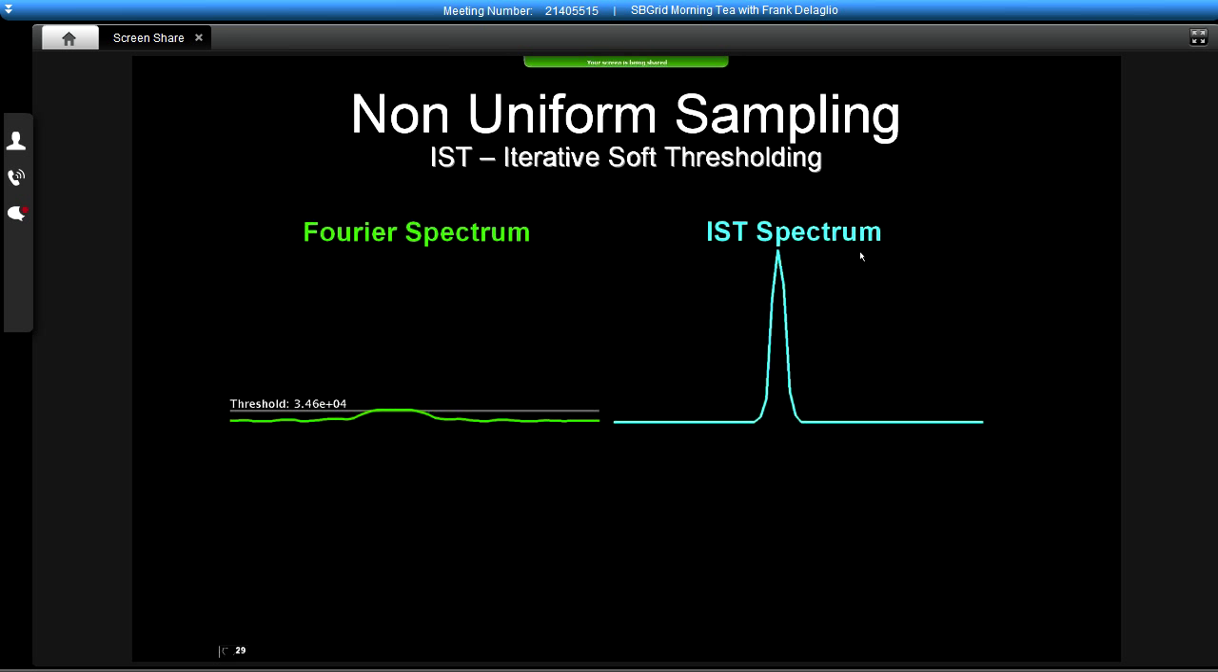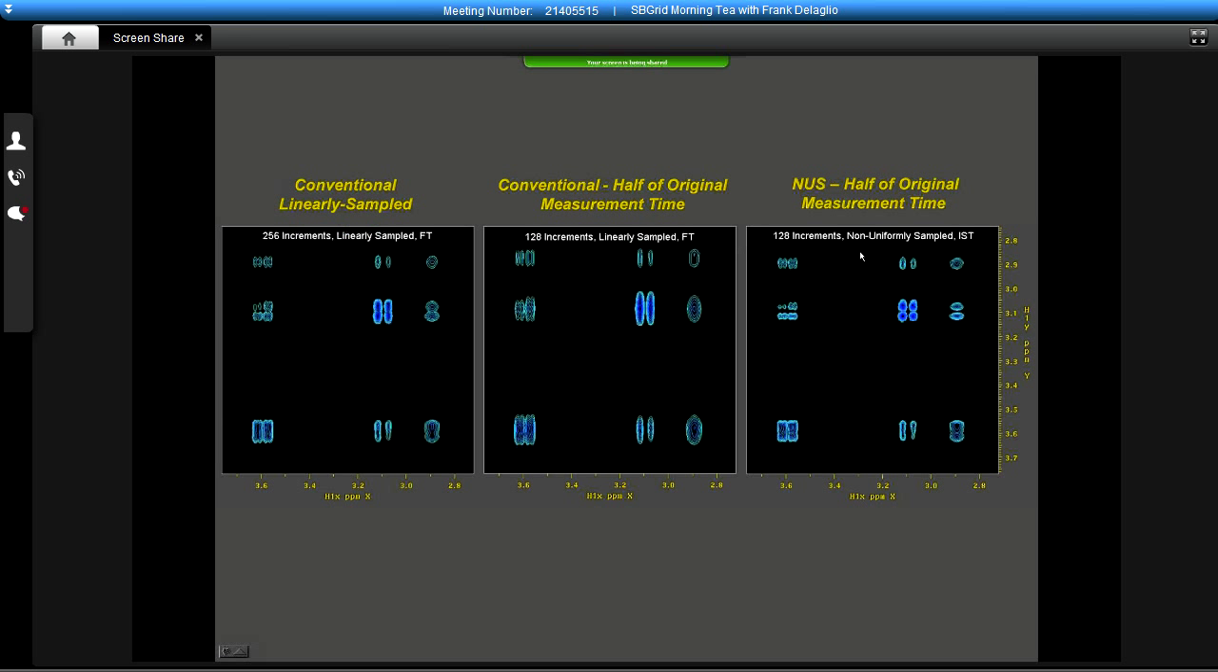And here's a couple of examples of how nicely that works. Here's a 2D small molecule example. These are 3 versions of the same 2D TOCSY spectrum. So here's one example of that spectrum measured with 256 increments in an ordinary conventional linear sampling. And if we look at this indirect dimension, we can see particular signals, in this case separated into doublets.